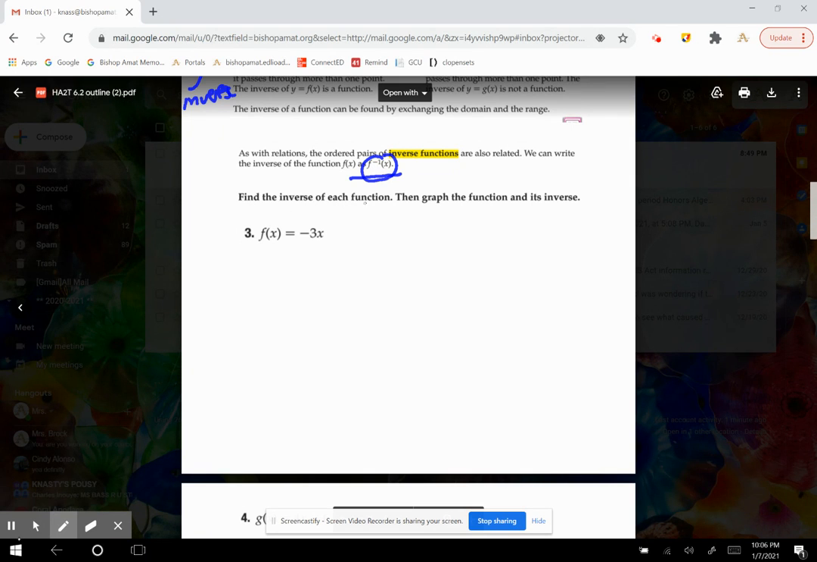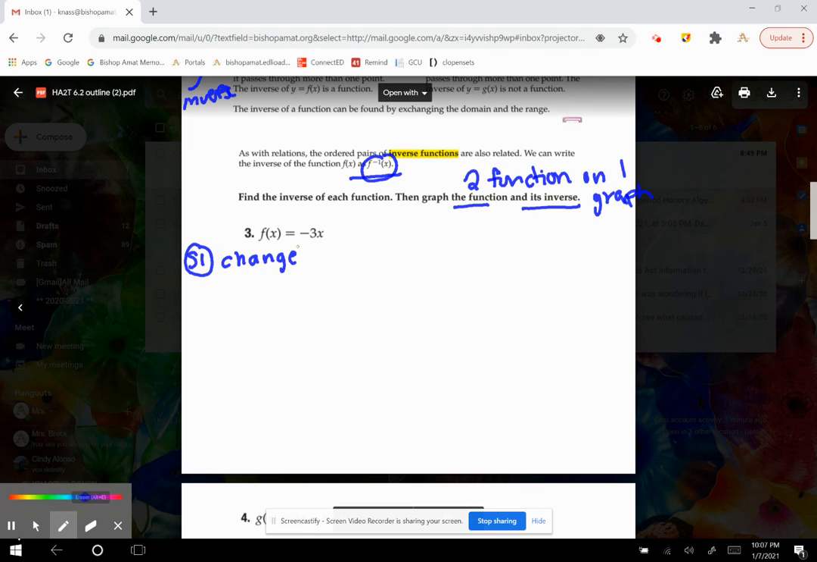It says find the inverse of the function, then graph the function and its inverse. We're going to have two functions on one graph, and I'll tell you what I want you to do for that. First, let's find its inverse. Here's how you find the inverse. Step 1, you're going to switch x and y. Step 2, you're going to solve for y.